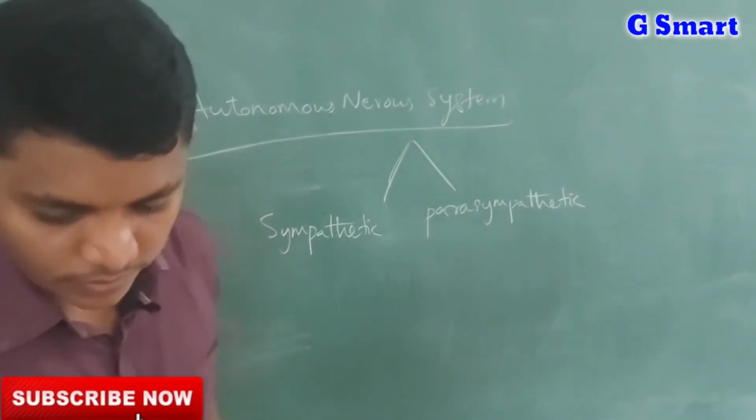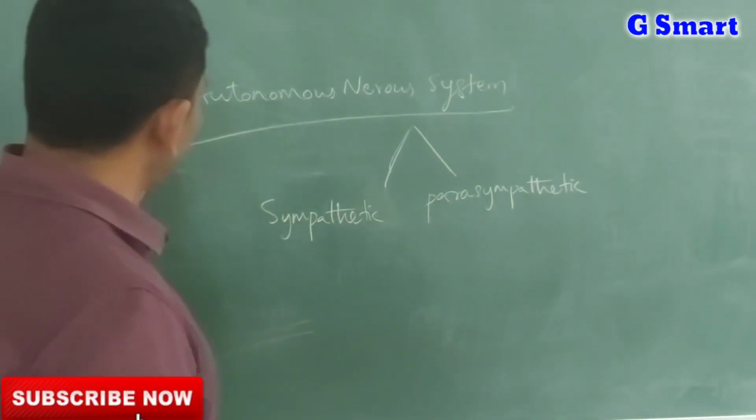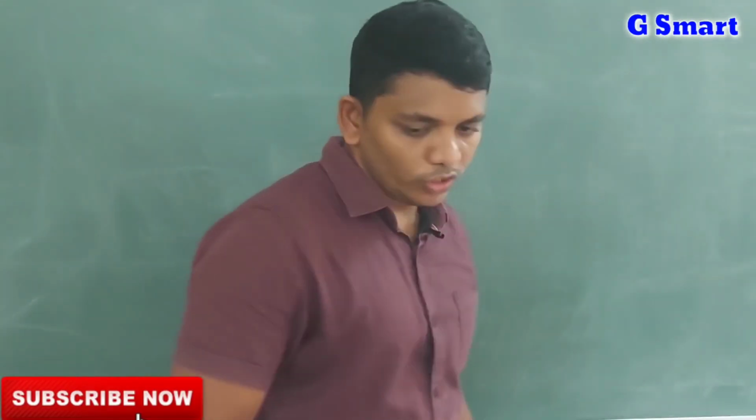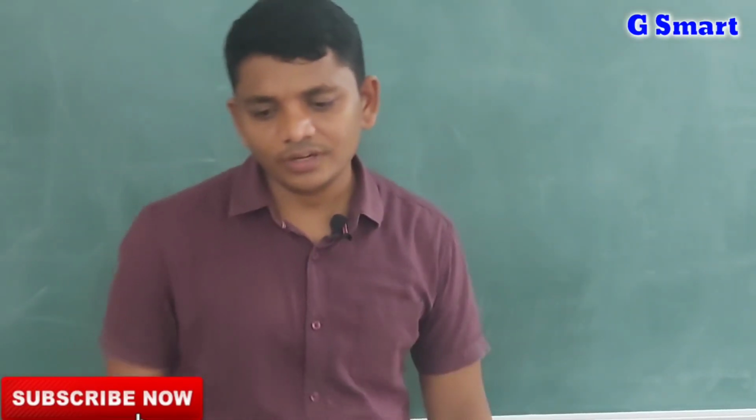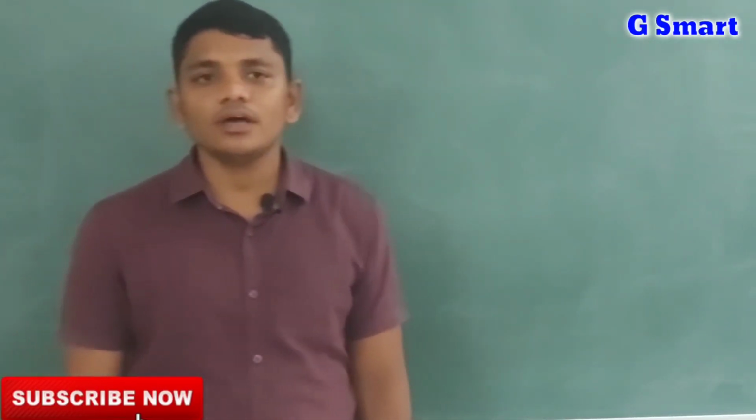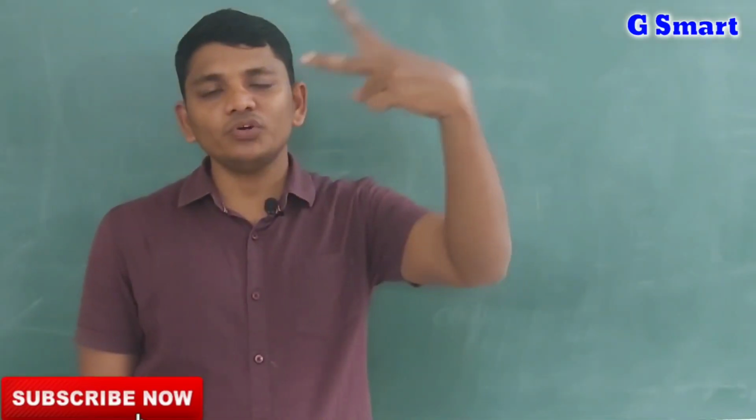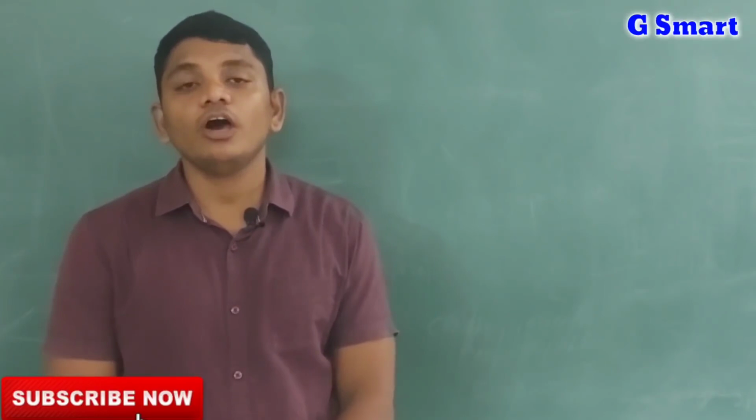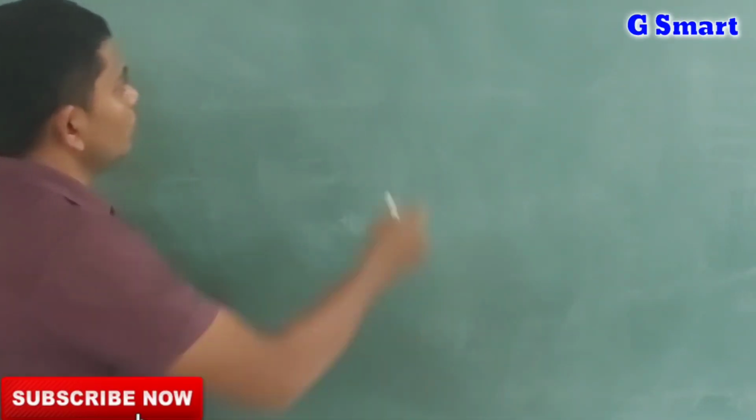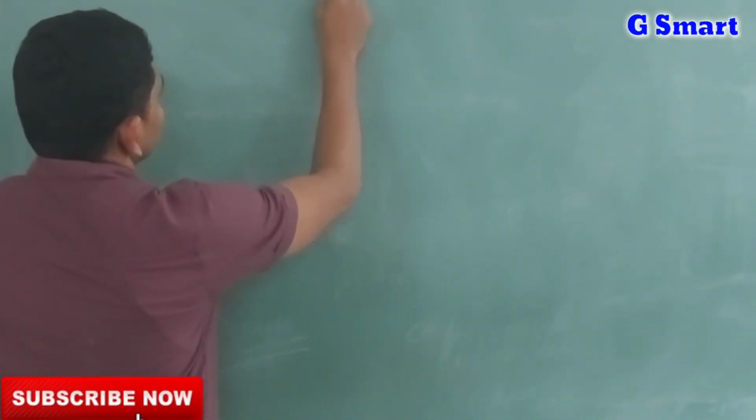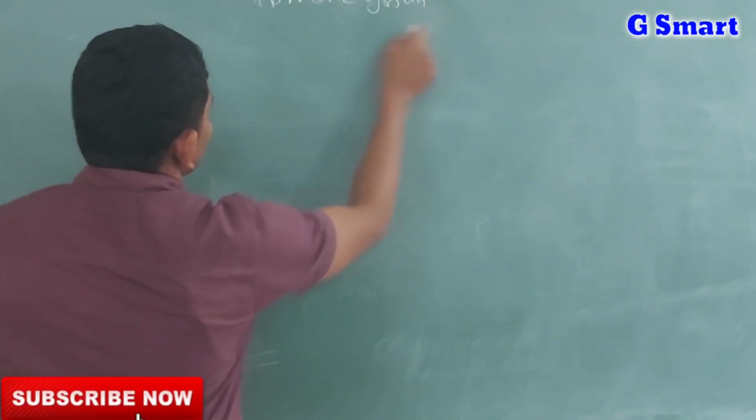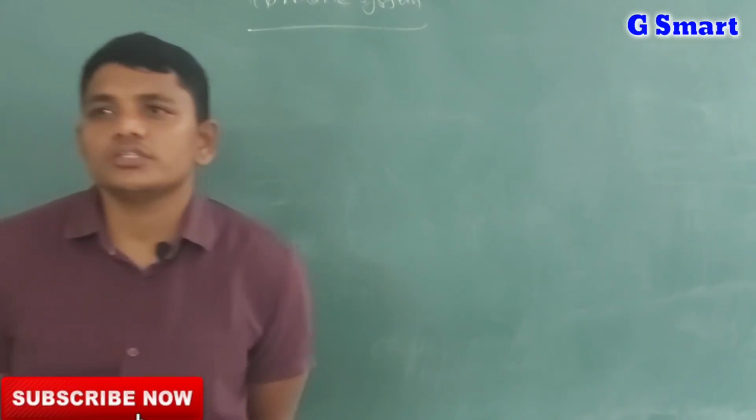Let us discuss coordination in our body without nerves. Already I told you that coordination in our body occurs with the help of two systems. The first one is the nervous system. The second one is the hormone system.